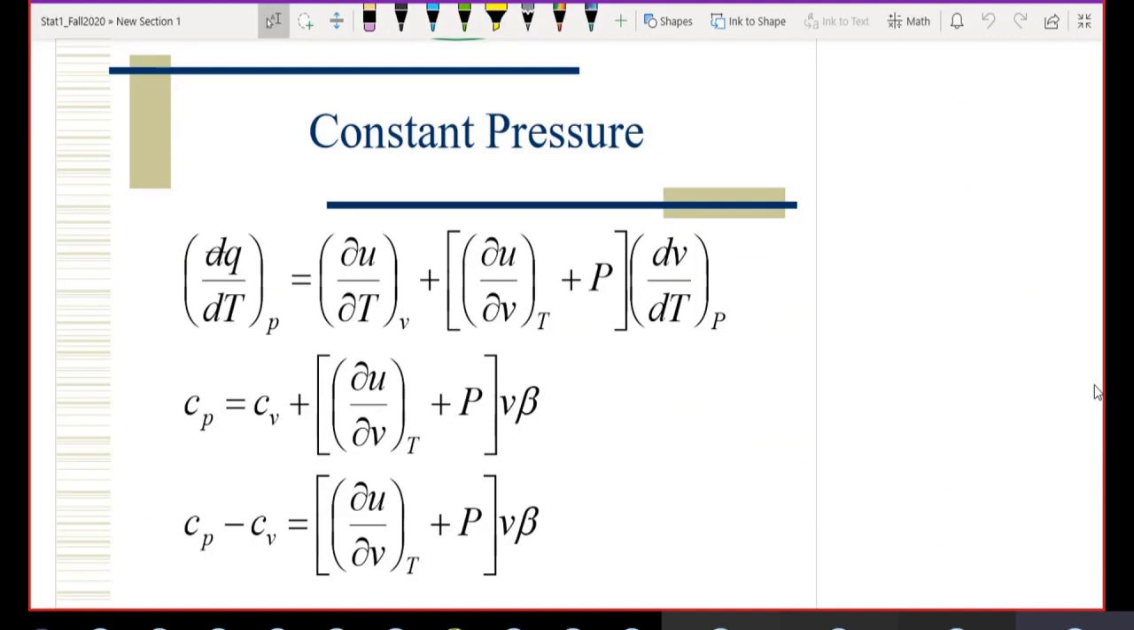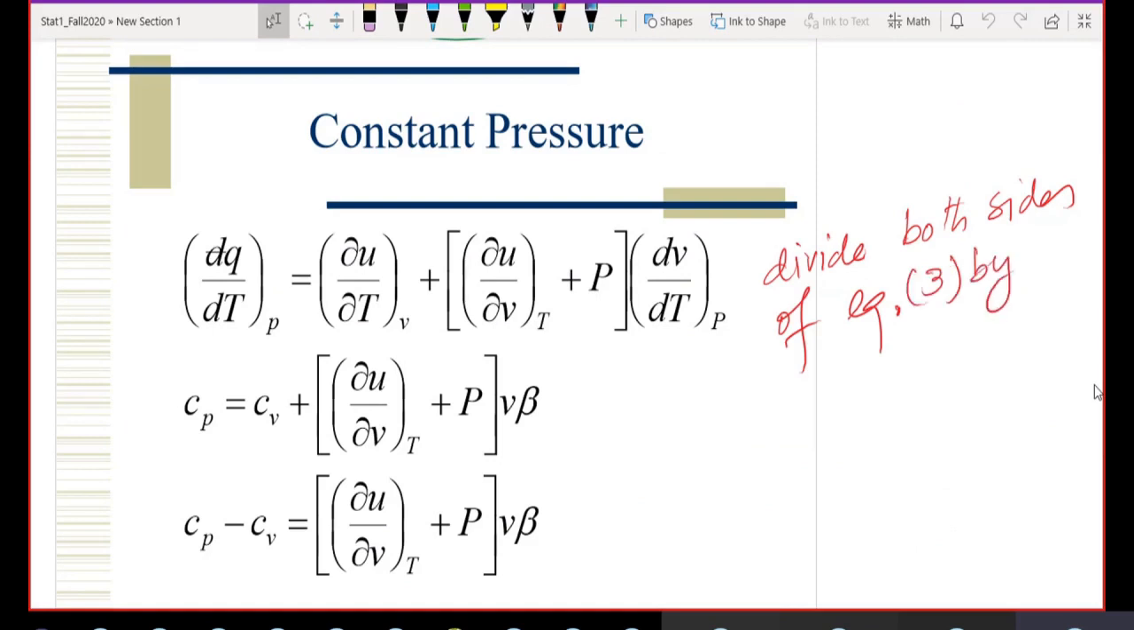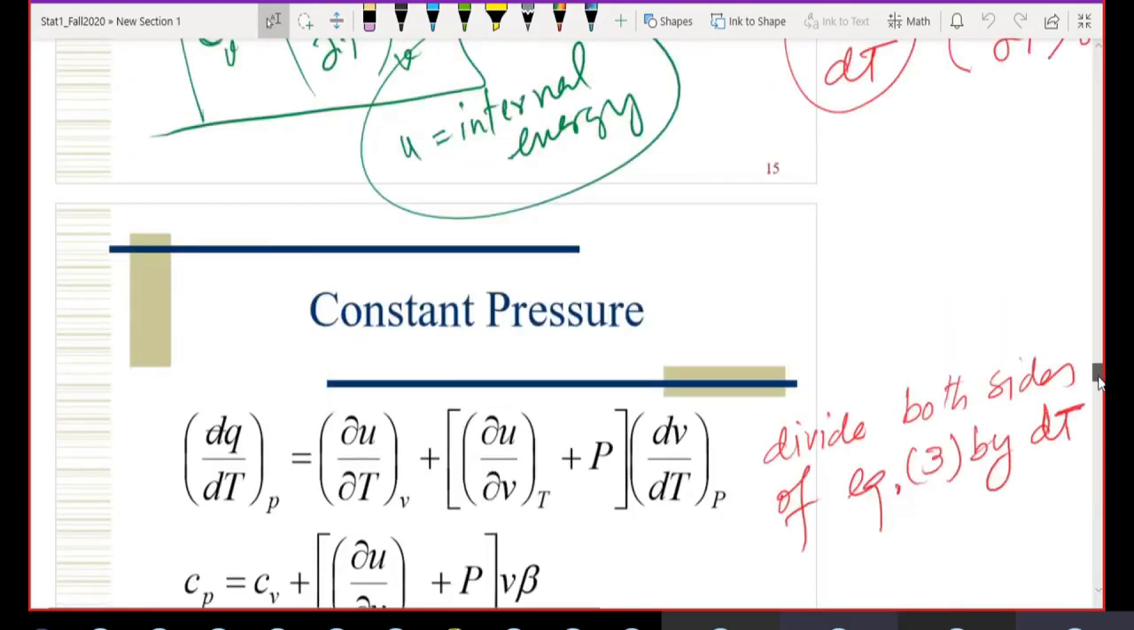Divide both sides of equation 3 by dt. So you take a differential with respect to t, or derivative with respect to t, and what will happen when you do that, you have here dt.